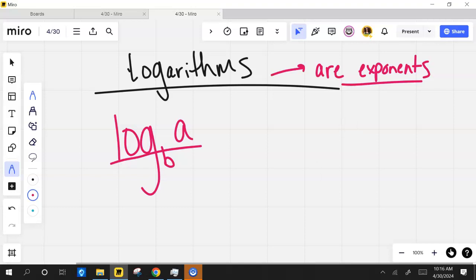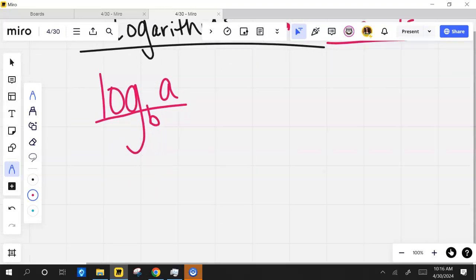Now, sometimes if this is missing, then it's a 10. And we'll talk about why that is. But it's a base 10. Actually, I'll tell you now why that is. We operate in a base 10 number system, right? We go 1, 2, 3, 4, 5, 6, 7, 8, 9. And at 10, it switches back to 0, right? And then we add another digit.